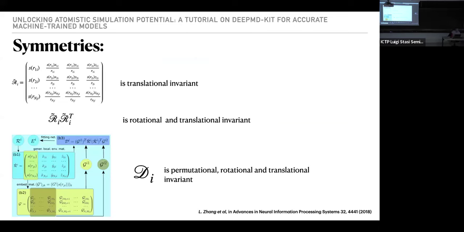So there are basically two ways to allow our function to have the correct symmetries. The more brutal one would be just to let the neural network learn those symmetries, but that would be a cumbersome task because you would have to provide the neural network a huge amount of data in order to let it learn this kind of symmetries. While it is, let's say, simpler to have a descriptor that already is invariant under those symmetries.